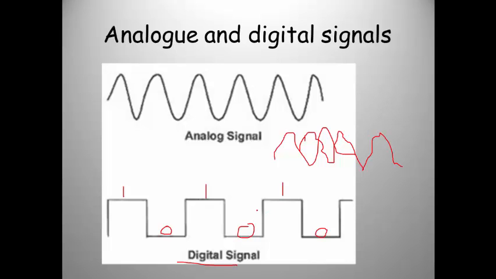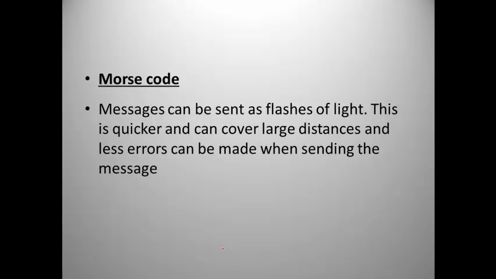For example, if there is a problem with this and the signal is interfered with, it might come through looking like this, but the computer can still analyze that and know that this is still going to be a 1 and this is still going to be a 0, so you don't actually lose any information. So that is binary code.